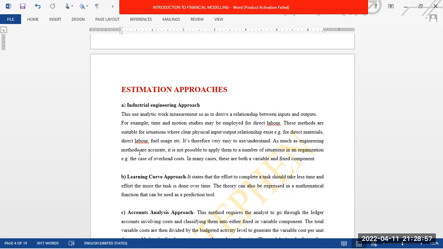And therefore it is very easy to use and understand this approach, and that is one of the advantages of the industrial engineering approach. But as much as engineering methods are accurate, it is not possible to apply them to a number of situations in an organization, e.g. in the case of overhead costs. In many cases, these have both variable and fixed components. That is our number one estimation approach.